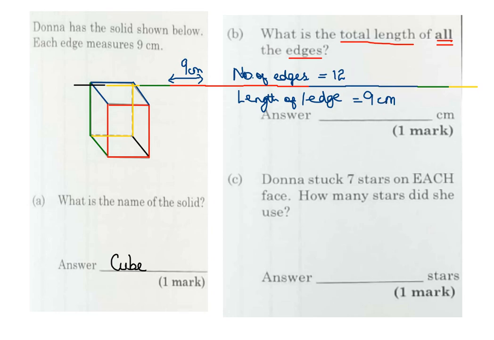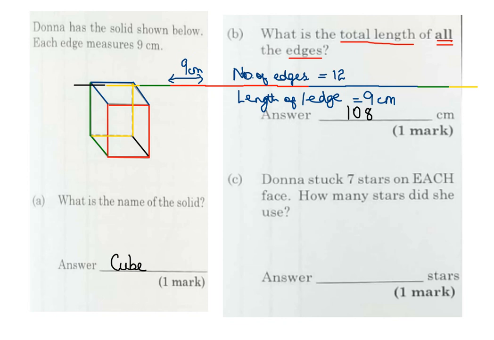9 multiplied by 12 should give me 108 centimeters. So that's my answer there, right? The number of edges times the length of one edge. Multiply those two numbers and you will get 108, right? So that's how we get the total length of all the edges.